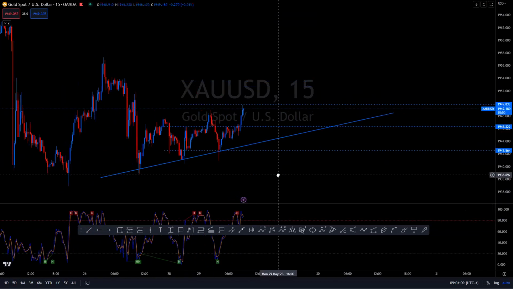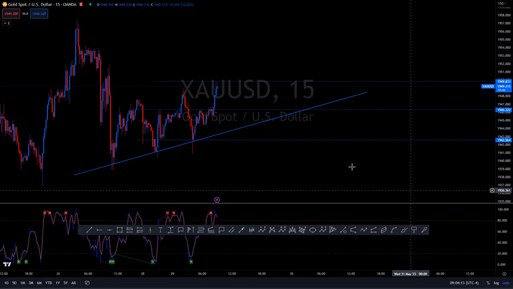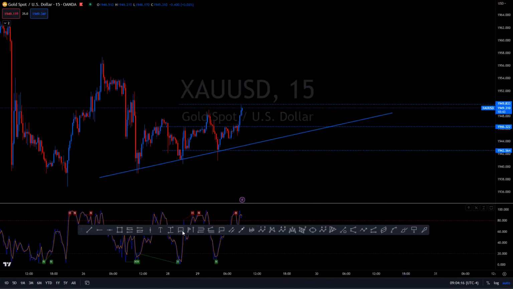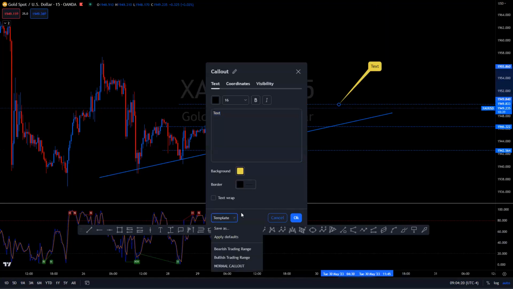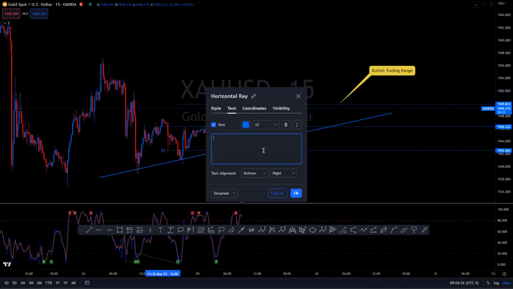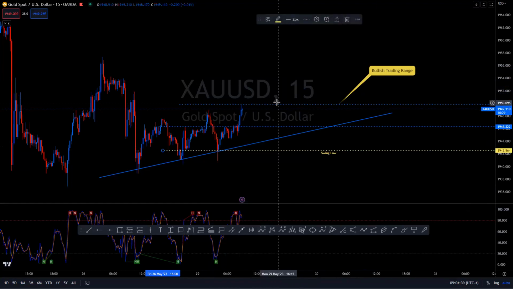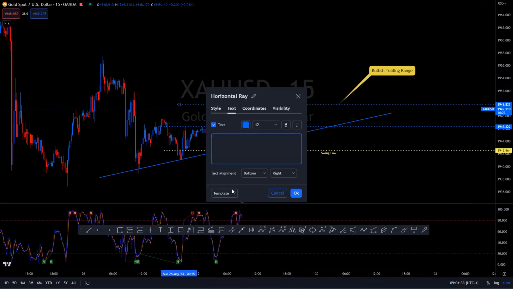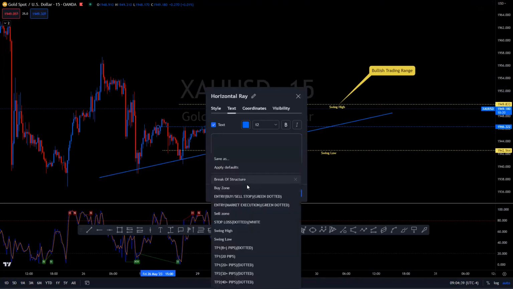All right. So at this point, I would say that we are currently in a bullish trading range. Okay. So that's where we're going to put it. We're going to label these trading ranges. This is going to be our swing low, our swing high, and our breakers junction.